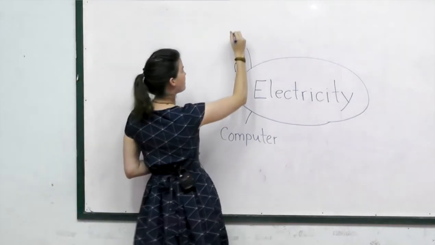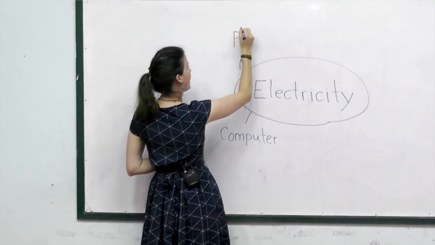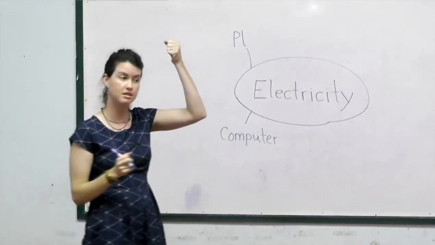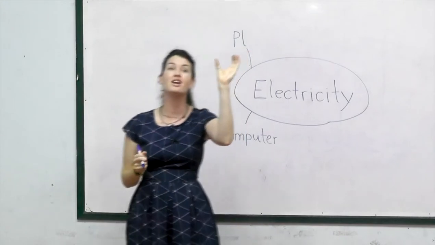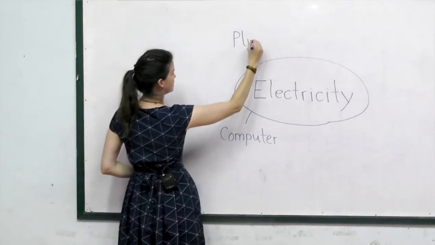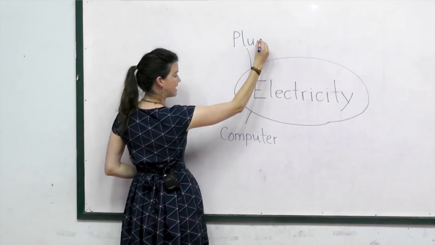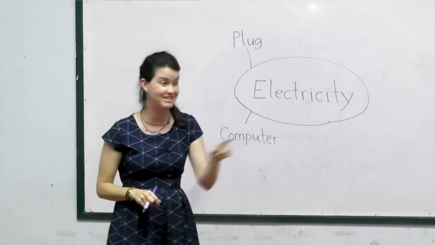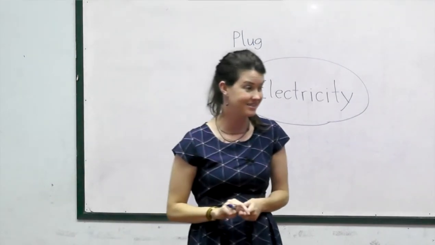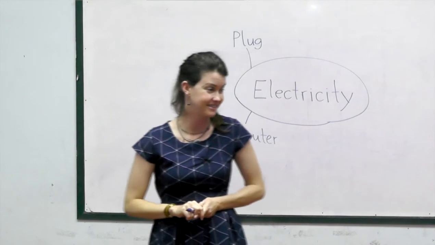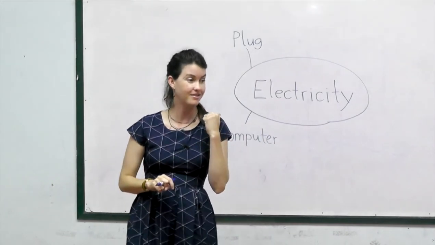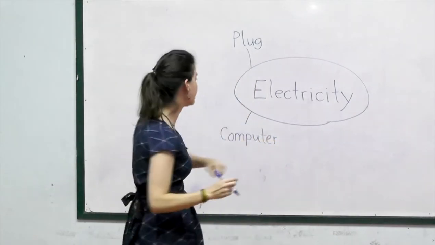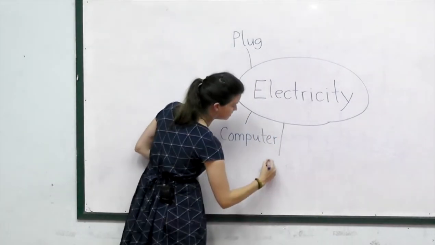P. L. Close. Plug. U. Plug. What sound do you hear at the end? G. Very nice. You got another word for us about electricity? Which word? Iron. And iron uses electricity. Very nice.